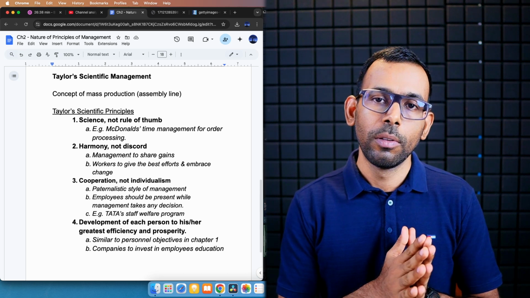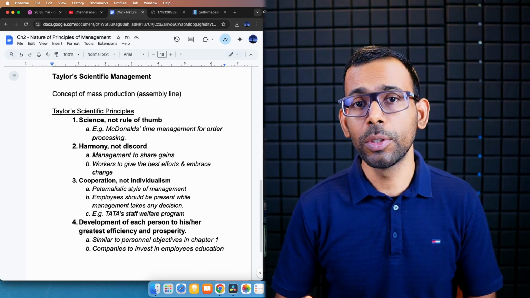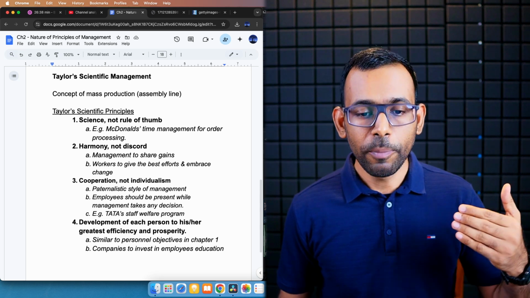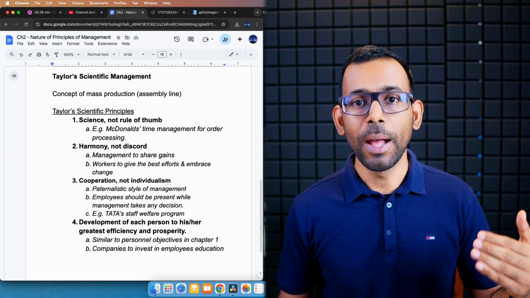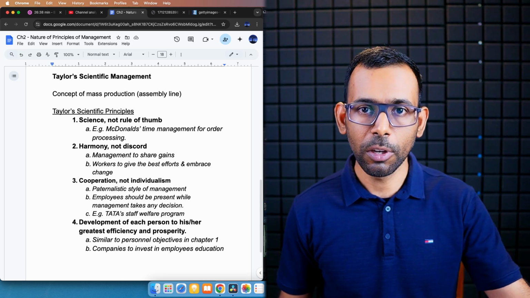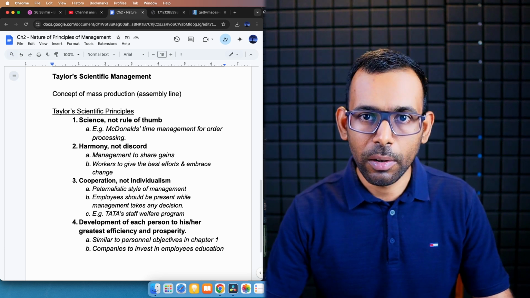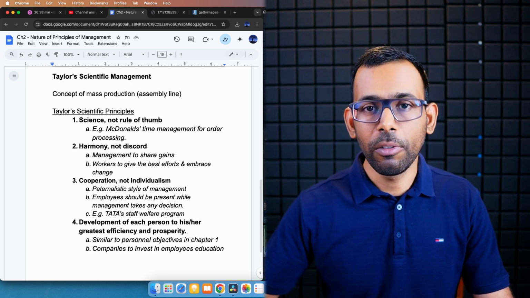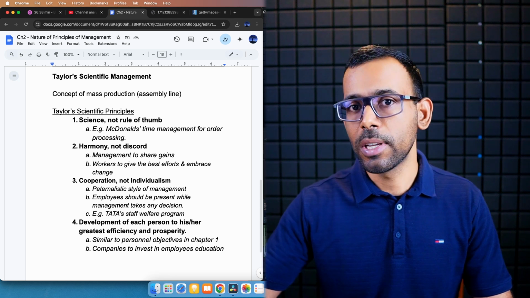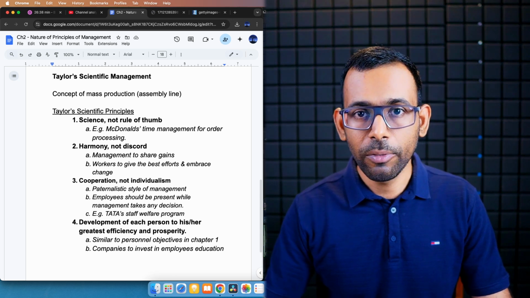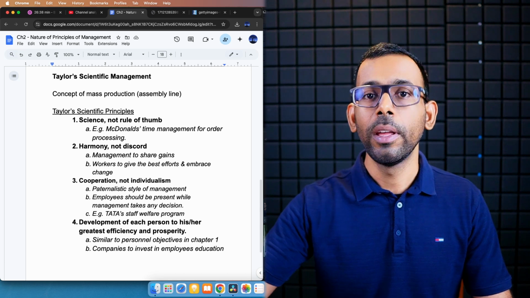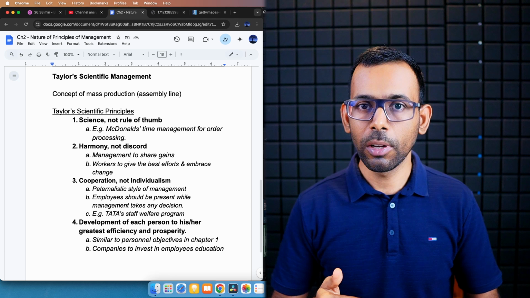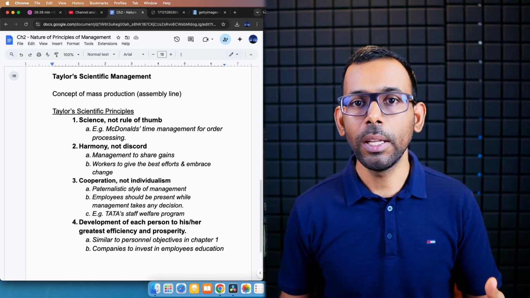And so what should be done? What solution did Taylor propose to achieve this objective? He said that if management makes good profits, management should share that profit generously with the workers so that they feel well remunerated. At the same time, workers should also come to the factory on time, should not waste their time idling and chit-chatting, and not take unnecessary leave, and try to give their best output every day for the pay that they receive. That way, both management and workers can gain. So that is harmony and not discord.